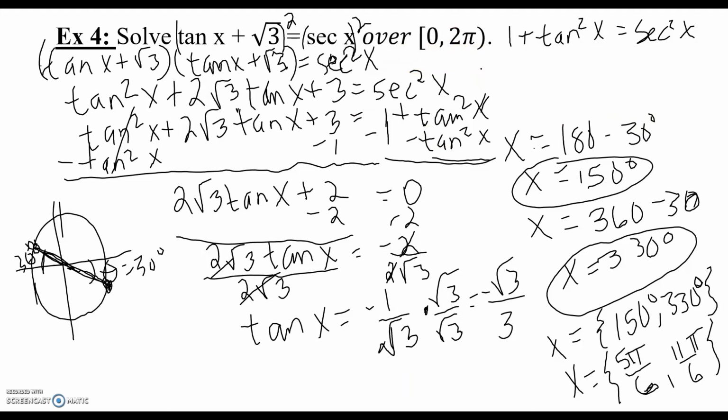So if you have more than one trigonometric function, you want to try to manipulate the equation so that you can rewrite one of the functions in terms of the other one, so that you only have one trigonometric function in the equation in order to solve it.